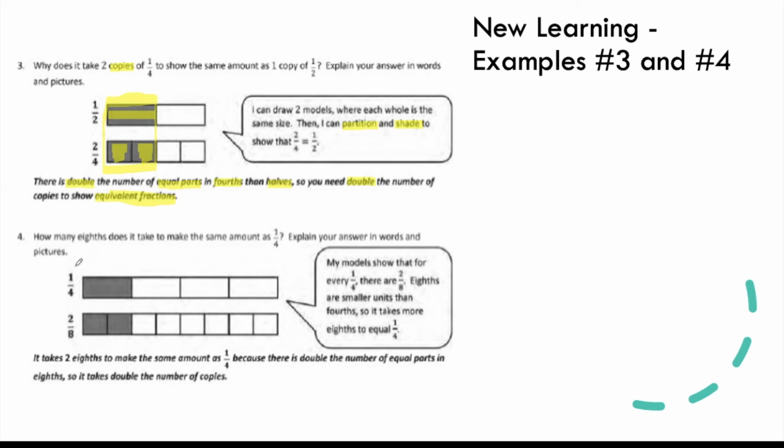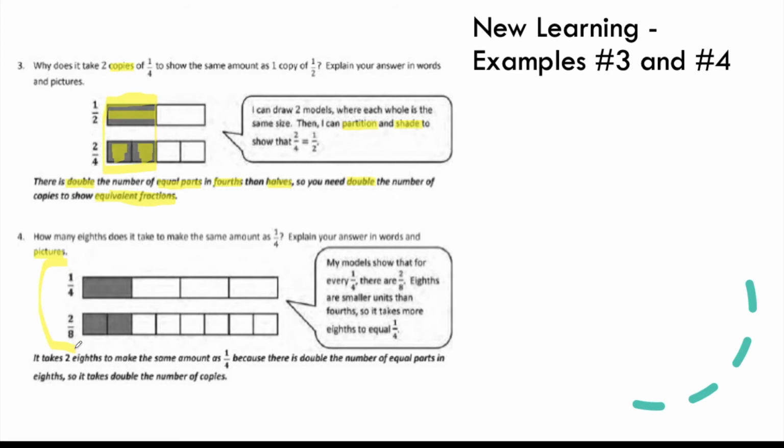So now let's take a look at our next example before we try on our own. This question's a little bit different. This question, they didn't tell us how many copies we need. How many eighths does it take to make the same amount as 1/4? Explain your answer in words and pictures. When they say pictures, they mean to draw a fraction bar.